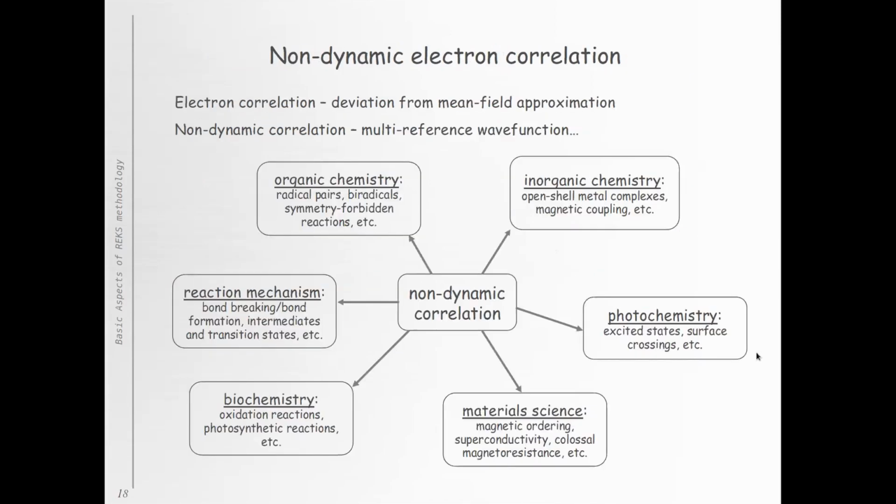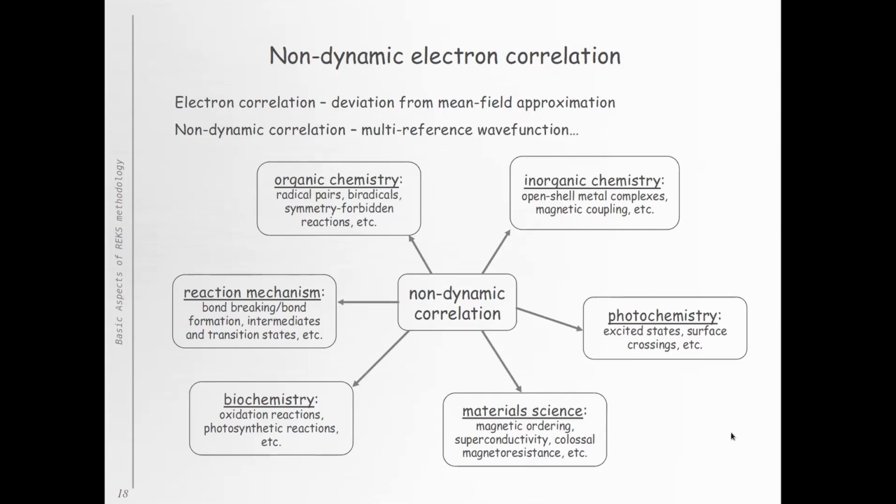And in fact, non-dynamic correlation is quite ubiquitous. It can be met in organic chemistry, in inorganic chemistry. It's commonplace in photochemistry and many other branches of computational science, so in material science, in biochemistry, and so on.